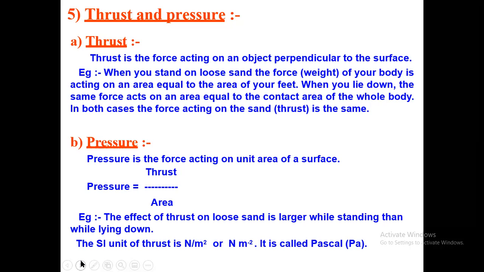And pressure is the force acting on a unit area of the surface. So pressure is equal to thrust upon area, and we can also use pressure is equal to force upon area, because thrust is also a force. For example, the effect of thrust on loose sand is larger while standing than while lying down. The SI unit of pressure is Newton per meter square, and it is also called Pascal.